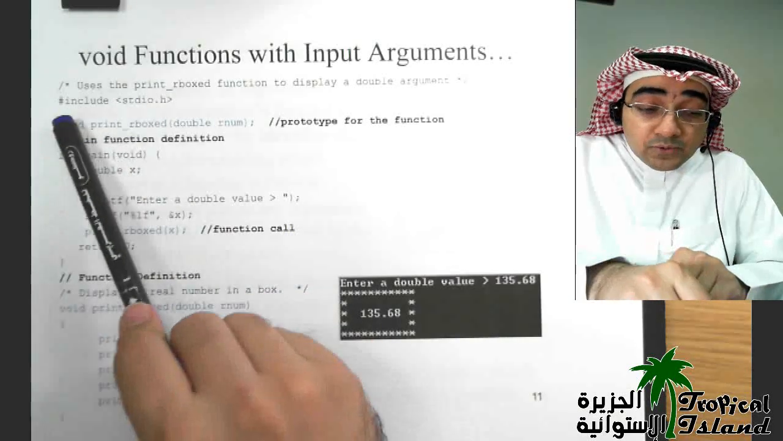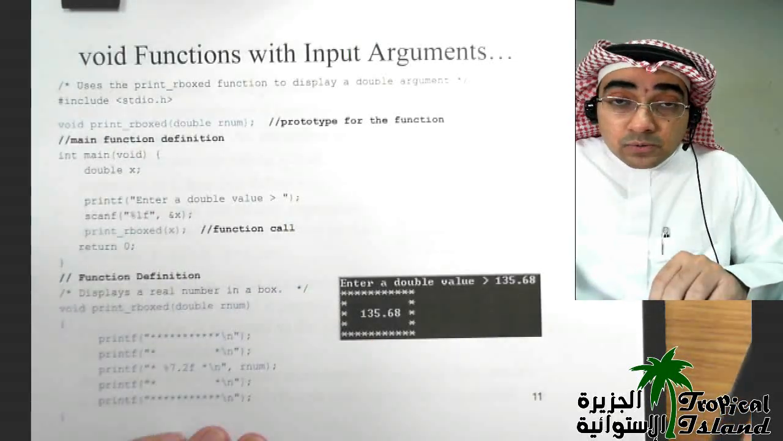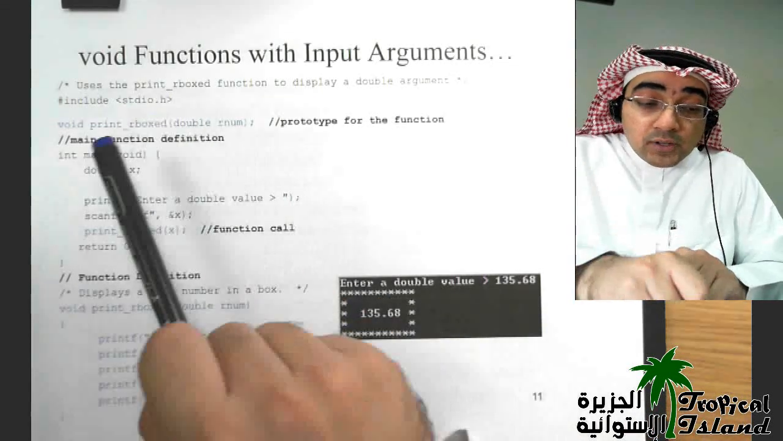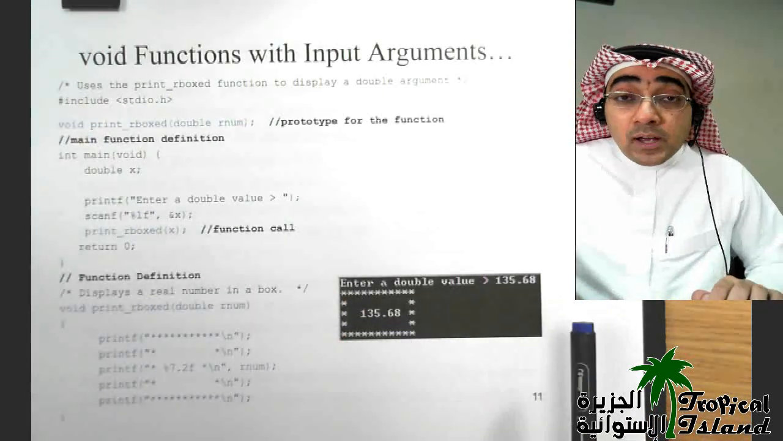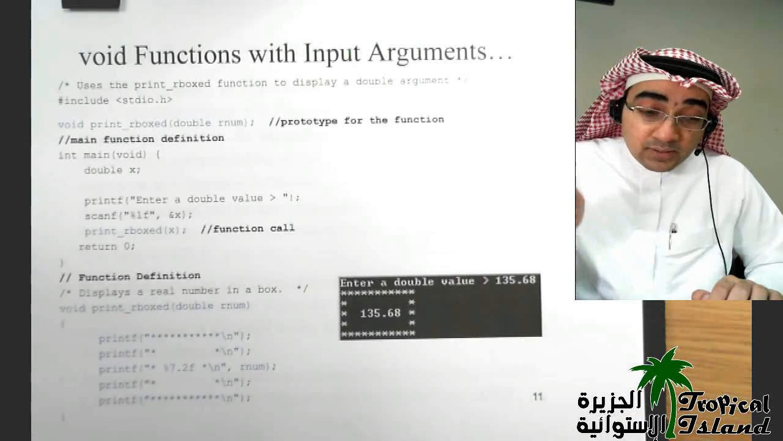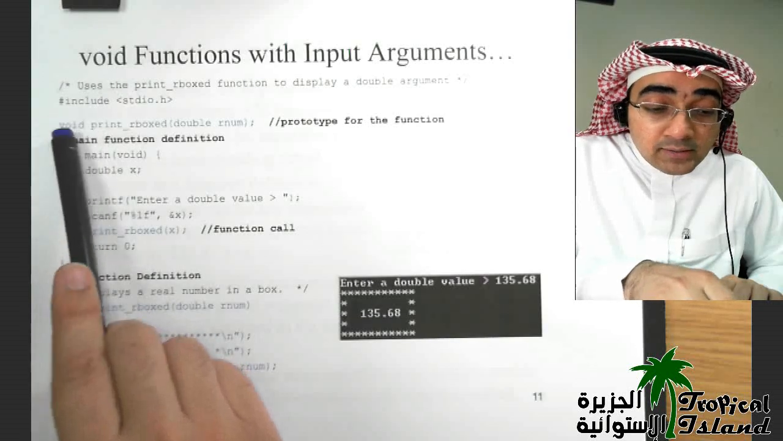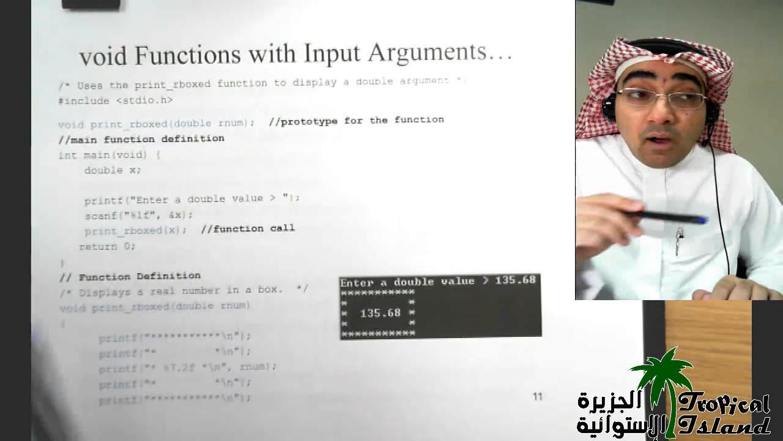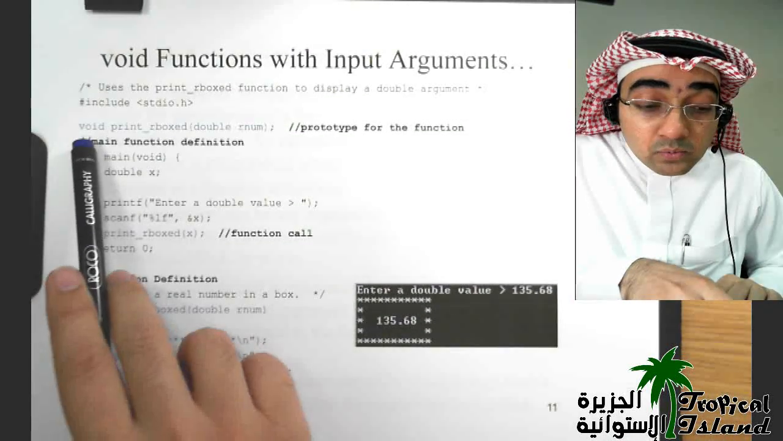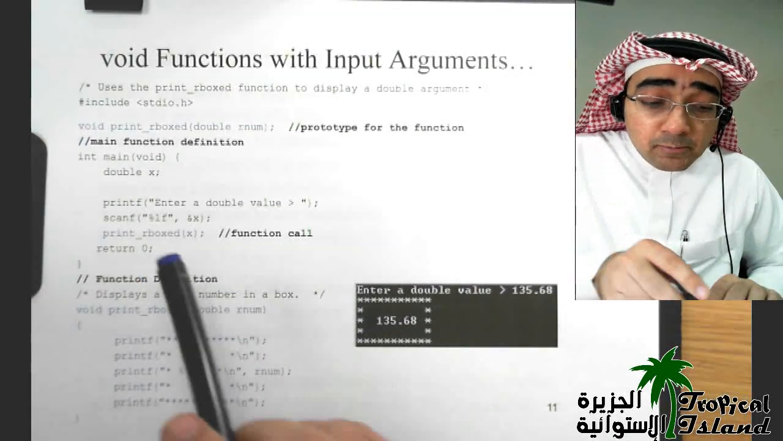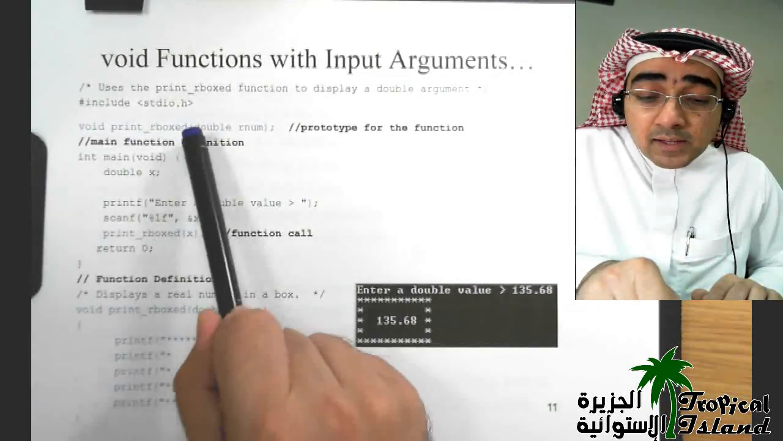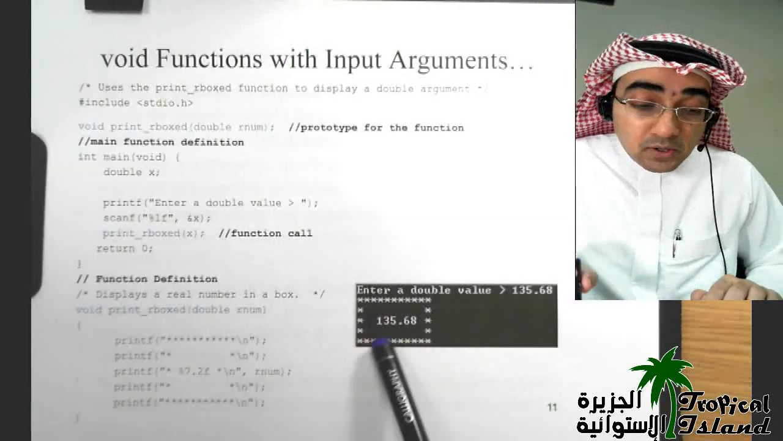In this program, we start with our directive and we include stdio.h because we're going to be using the commands that are in stdio.h. Then we declare our prototype. We have a function called print r boxed, which is going to take the value for us and print it inside a box. So this is void print r boxed, double r num. We're telling the compiler, hey Mr. Compiler, I have a function that returns nothing. The name is this, and it takes a single input, and then I end it with a semicolon.